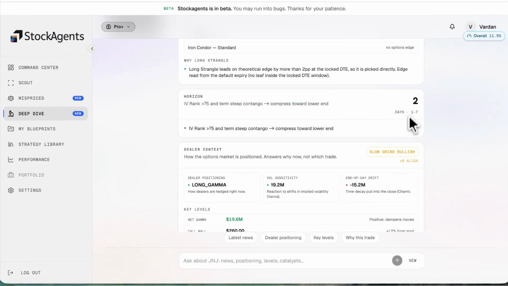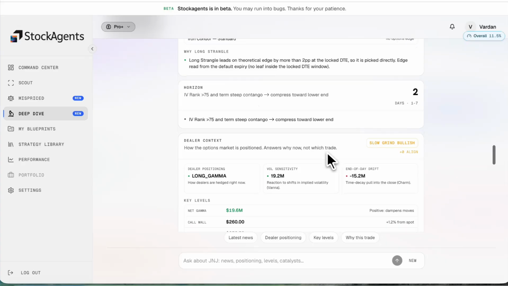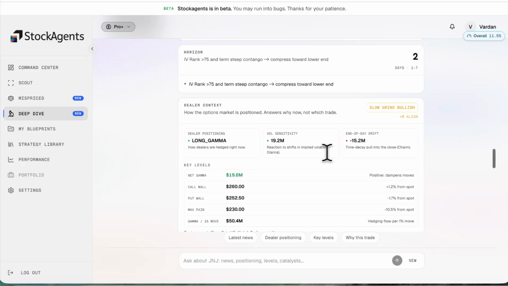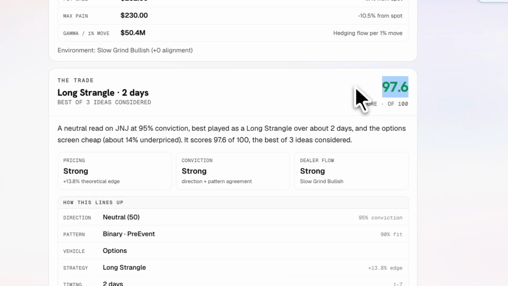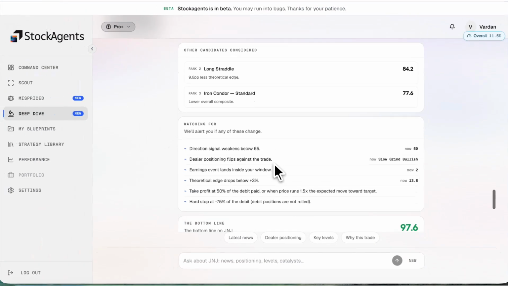The runners-up are shown with the exact gap. Long straddle trails by 9.6 points of theoretical edge. Iron Condor scores lower overall. You see why the winner won. Not just that it won, every call comes with both sides.